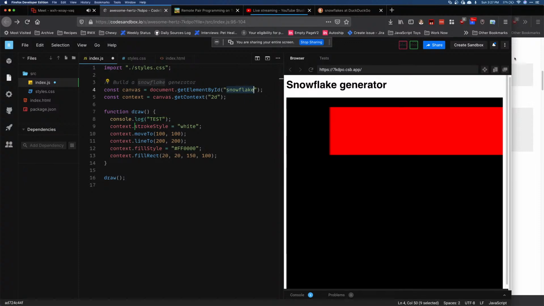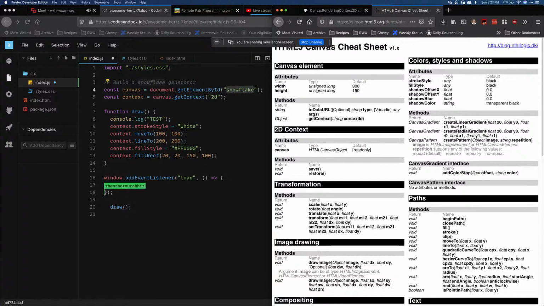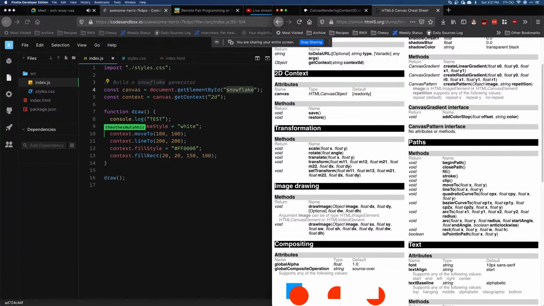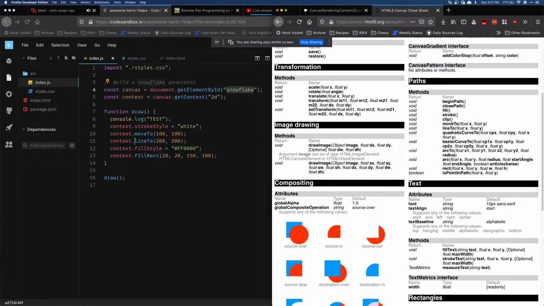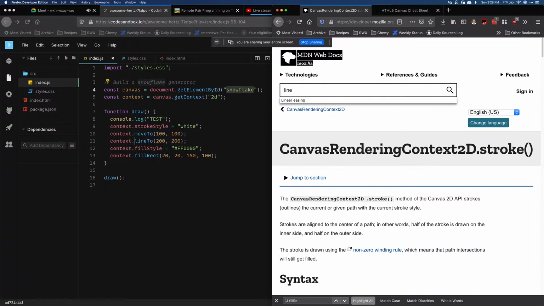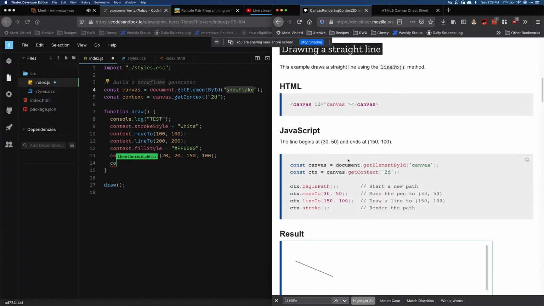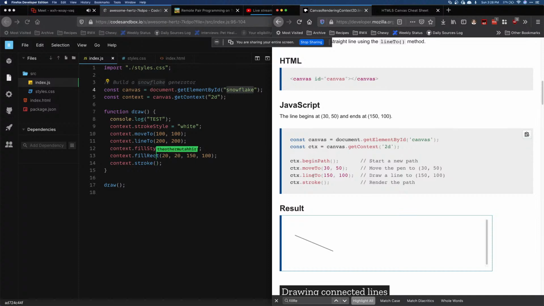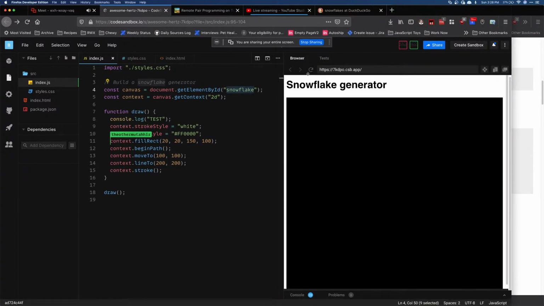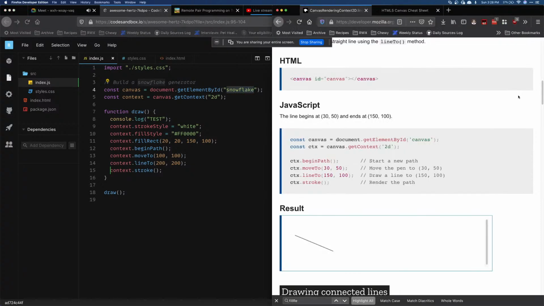fillRect. Maybe we just want fill. lineTo should work though, right? Yeah. Oh, it does need stroke actually. So this is what happens when you change too many variables at the same time. Check it out. So this has beginPath, moveTo, and then lineTo. Yeah. All right. Is that it? Yeah.